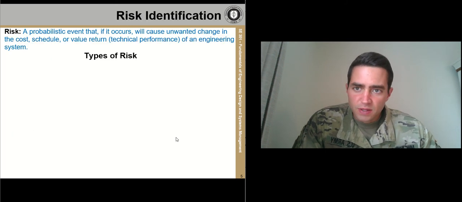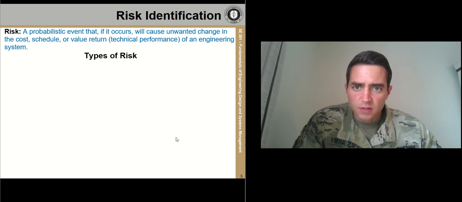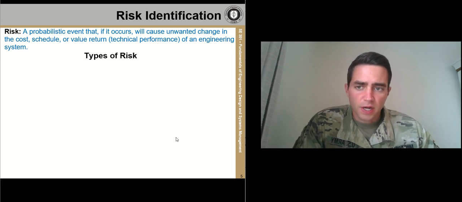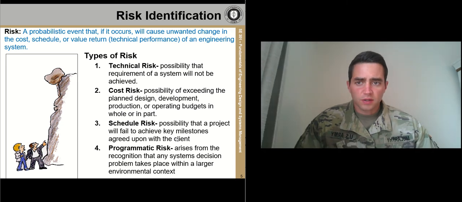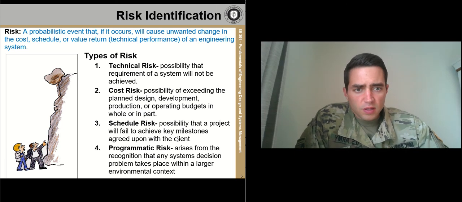The first step is in risk identification. As I mentioned, the definition of risk is a probabilistic event that, if it occurs, will cause unwanted change in the cost, schedule, or value return of an engineering system. And we have 4 types of risk in our risk identification phase, and here they are. The first one being technical risk. Now, technical risk is the possibility that some requirement in a system will not be achieved.